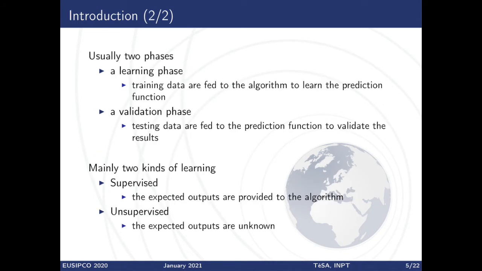Usually there are two phases in machine learning. So the first phase is a learning phase, where training data are fed to the algorithm to learn the prediction function, and a validation phase, where testing data are fed to the prediction functions computed in the first phase to validate the results. As for the learning phase, there are mainly two kinds. So you have on one side supervised learning, where the expected outputs are provided to the algorithm, and unsupervised learning, where the expected outputs are not fed to the algorithm.